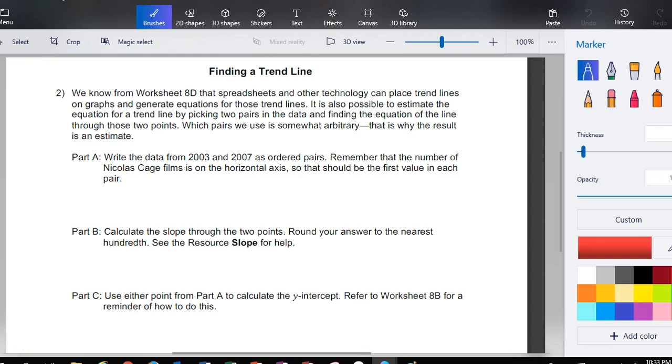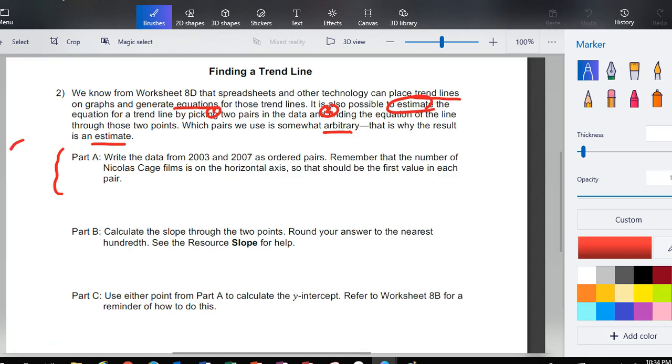We know from worksheet 8D that spreadsheets and other technology can place trend lines on graphs and generate equations for those trend lines. But it's also possible to estimate the equation for a trend line by, number one, picking two pairs of the data and finding the equation through those two points. Which pairs we choose will be arbitrary, and that's why the result is going to be an estimate.